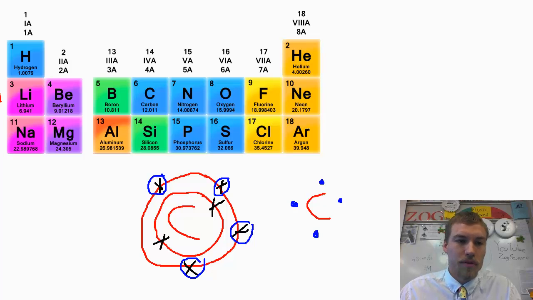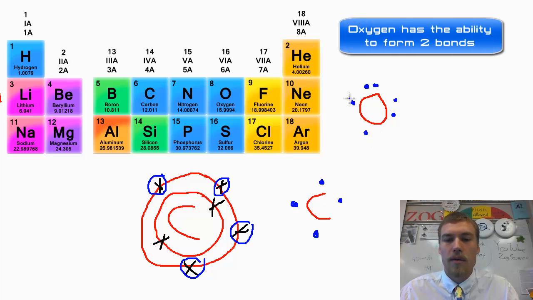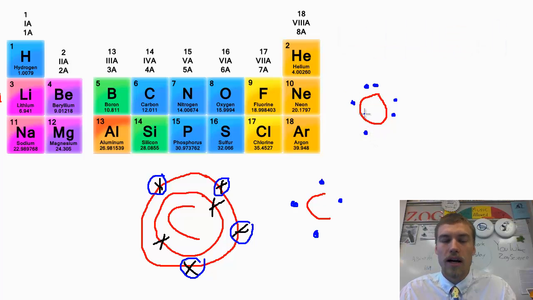So let's do one more example. Let's do oxygen. So there's my oxygen. And what group is it? That's right, it's group 6. So I've got 1, 2, 3, 4, 5, 6 valence electrons. You'll notice that these 2 are paired up and these 2 are unpaired. That basically is going to come down to the fact that oxygen can create 2 bonds when it is going to be creating new substances.